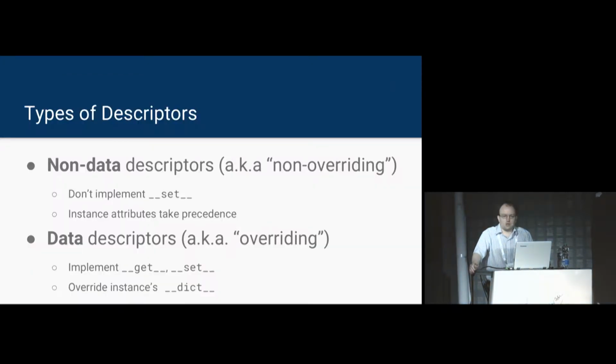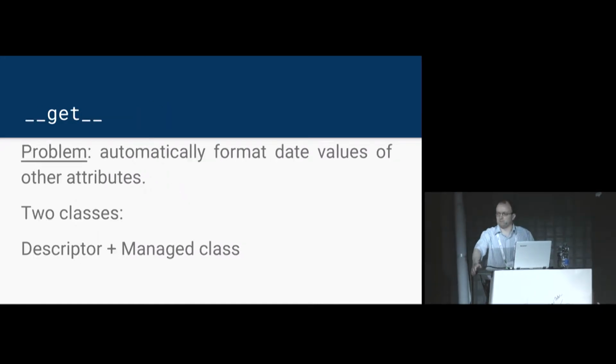There are two types of descriptors: data descriptors and non-data descriptors. The difference is that if they implement __set__, they are a data descriptor, also known as an overriding descriptor. This sort of descriptor completely takes precedence over the dictionary of the object, whereas non-data descriptors don't. First, the dictionary of the object takes place, and then the descriptor itself. So let's see an example of both with some code.